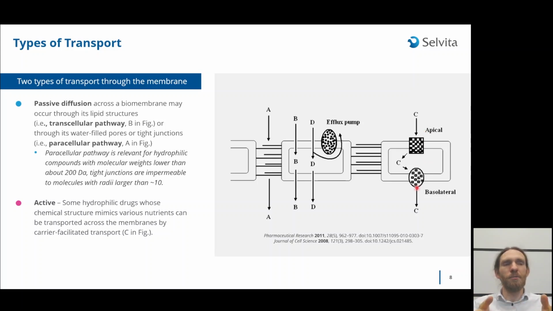And we can hijack these mechanisms. There's a strategy to couple a drug with a sugar molecule or amino acid molecule, and thanks to that, our drug can be recognized by these proteins and be effectively absorbed into the body.